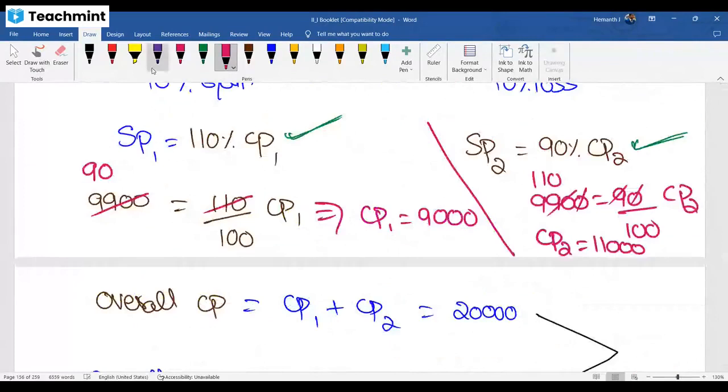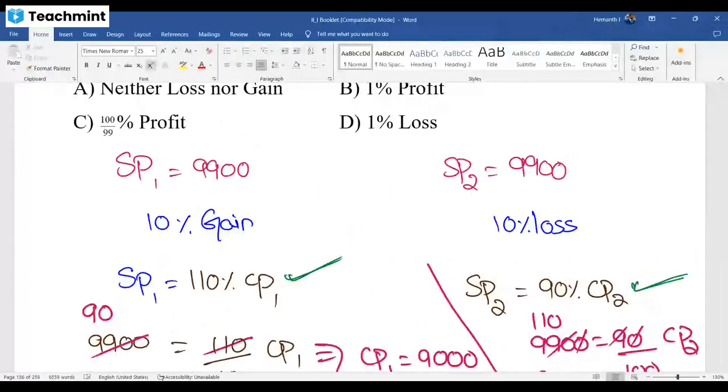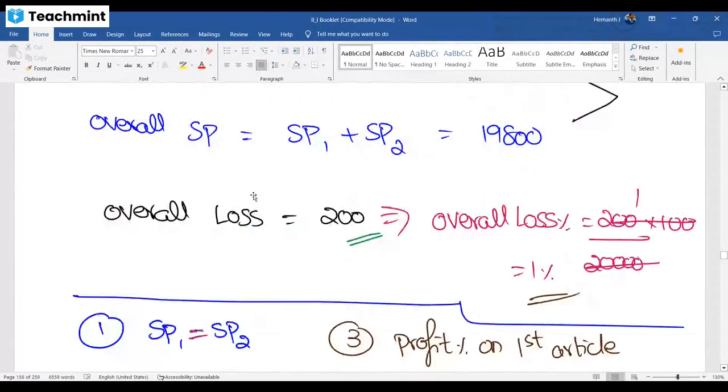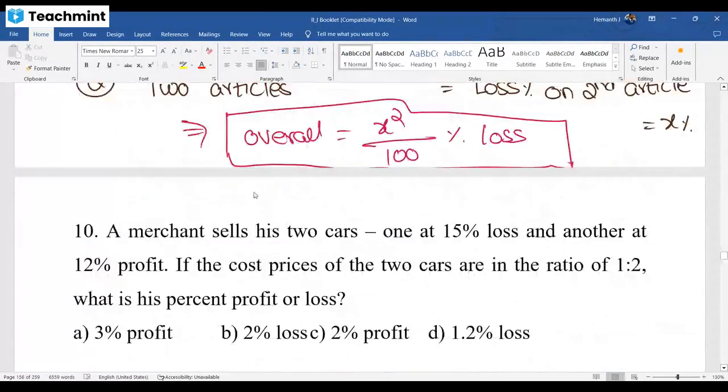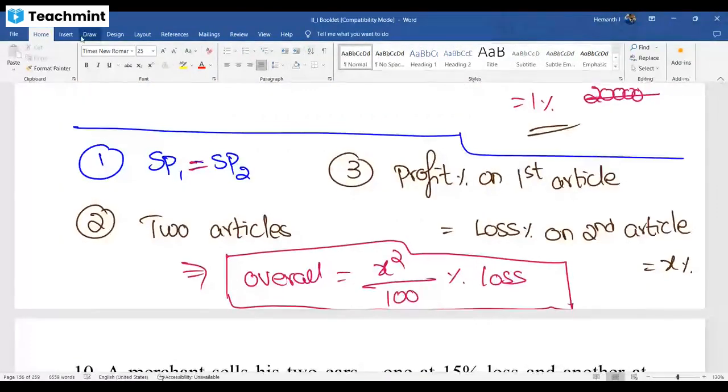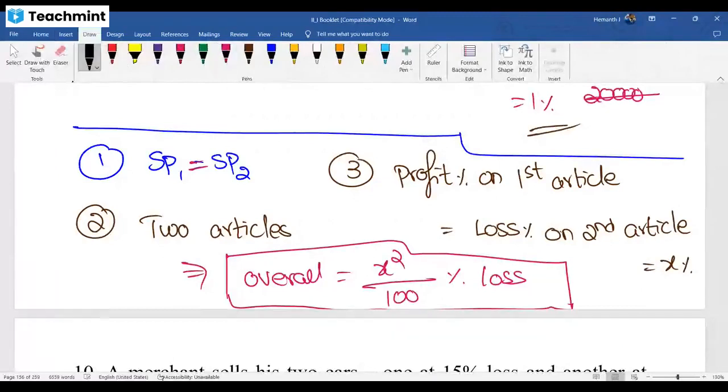SP1, SP2 different also, no problem, my dear. Calculate the respective CP1, CP2, add the terms. Overall SP, overall CP. We'll decide whether it is loss or profit. Loss means loss divided by CP into 100. Profit means profit divided by CP into 100. We'll give the loss percent and profit percent. Right. Now let's see the next question. I hope you understand this shortcut as well. But conditions are there. Make sure when to apply these conditions.